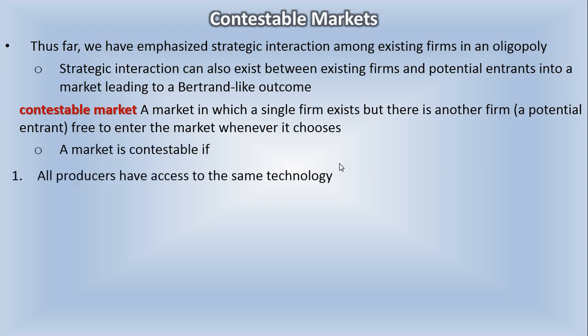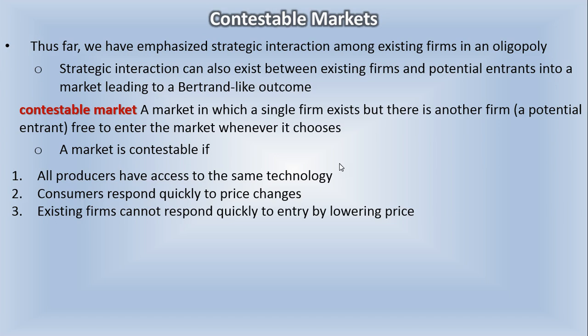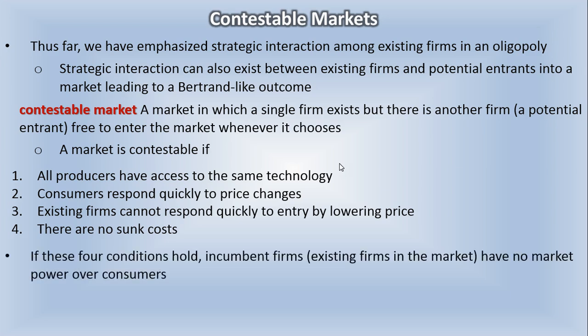A market is contestable if all producers have access to the same technology, consumers can respond quickly to price changes, existing firms cannot respond quickly to new firms entering the market by lowering their price. So it takes them a bit of time to adjust their pricing. And there's no sunk costs. There have to not be any sunk costs in the market as well. If these four conditions hold, then incumbent firms that exist in the market already have no market power over consumers.